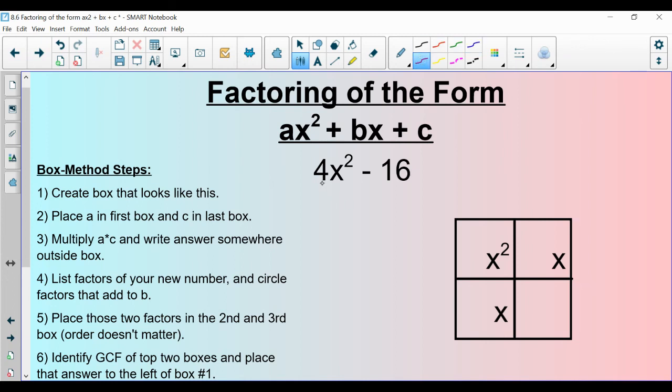You're going to create the box. The 4 goes in the first box, and the 16 goes in the last box. You'd then multiply, actually it's negative 16. You'd multiply these things, and you'd get negative 64, and then you'd list the factors of 64. 1 and 64, 2 and 32. 3 doesn't work. 4 and 16. 5 doesn't work. 6 doesn't work. 7 doesn't work, and 8 and 8.